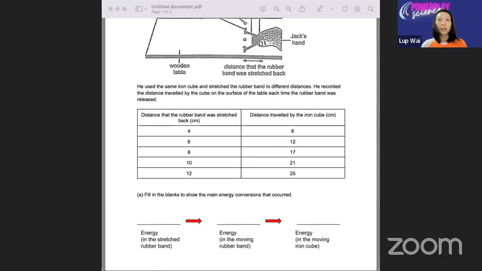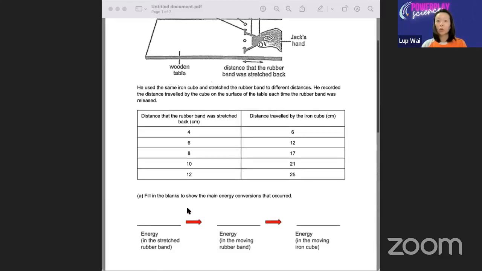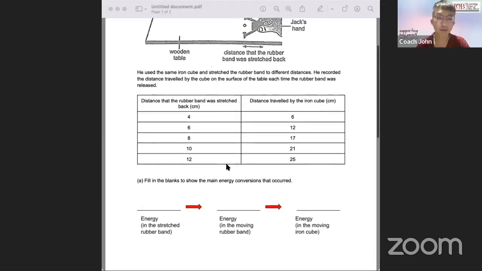So if you are here and like you're trying to help your child or your child is with you, maybe you can get them to try and answer this question. You can type in the chat, type in the comment, right? What are the three energy conversions over here? Right, we can give you a short time.